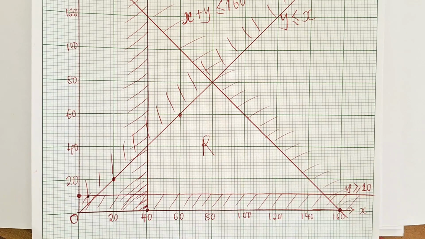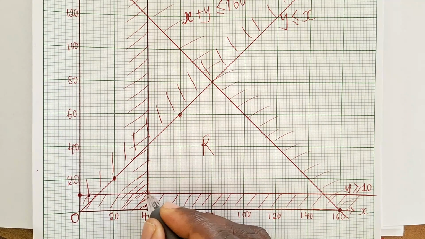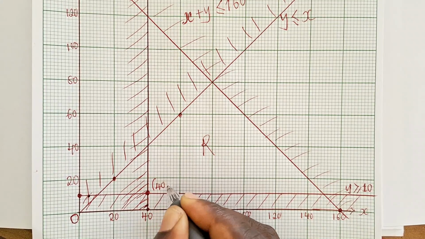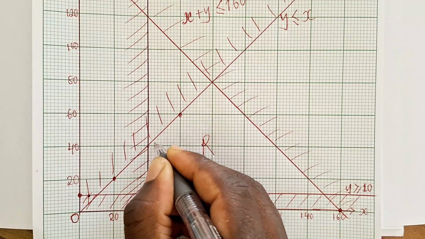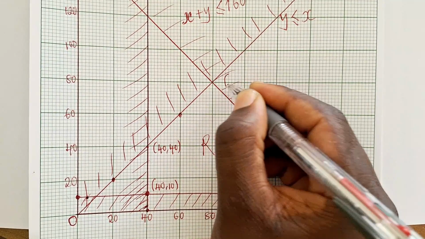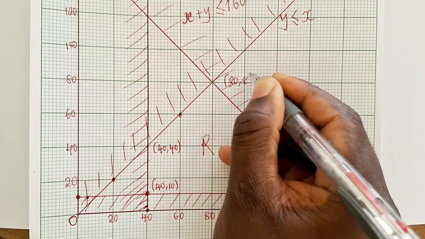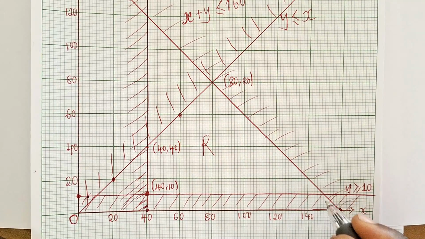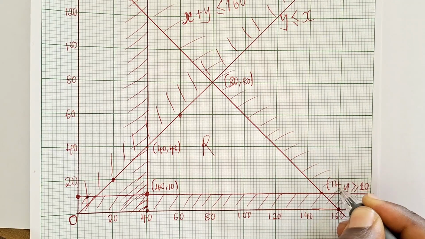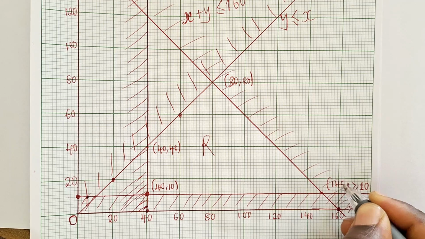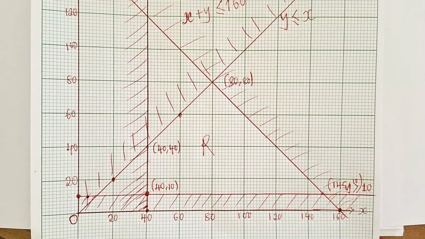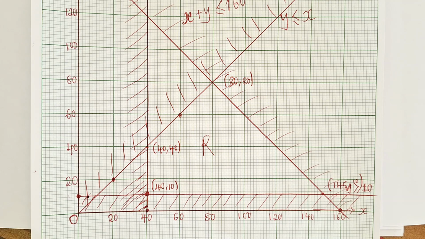So what we'll start doing now is to pick the coordinates. So we'll say this is what? This is 40, 10. Here it's a 40, 40. Here it's a 80, 80. And here, this is a 150, actually, 150, 10. 150, 10, yeah.